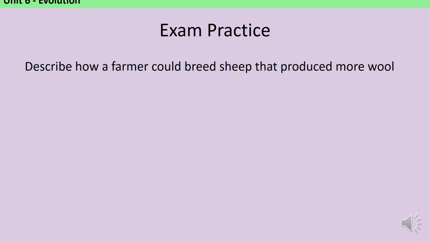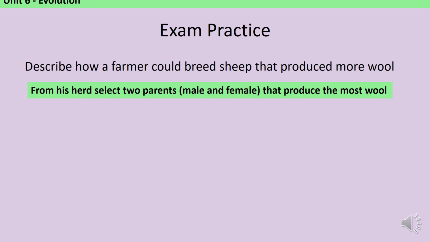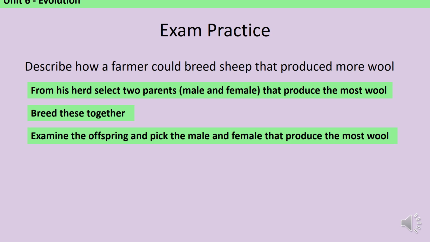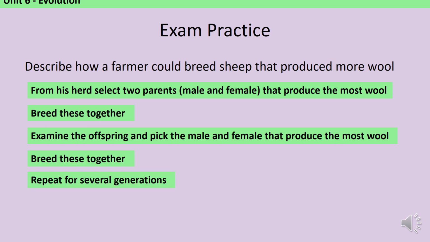So our first step is to select our parents. From the herd or from the population, we're going to select 2 parents that produce the most wool, and obviously we need a male and a female. Then those are going to be bred together, and they're going to have offspring, and from the offspring we will pick the male and the female that produce the most wool. We're then going to breed those together, and we're going to repeat this process for several generations.